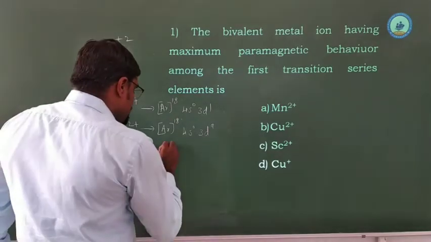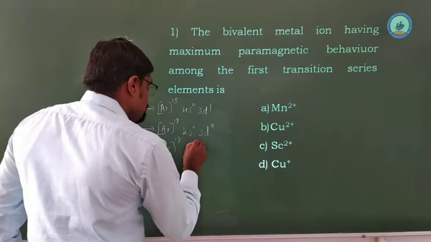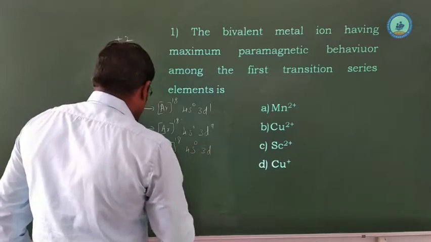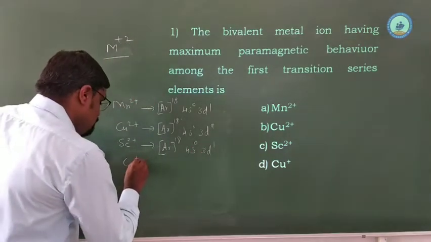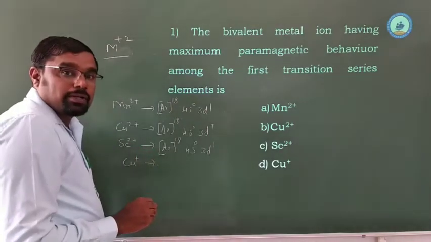So scandium 2+, argon, and then we remove 2 electrons from the s orbital, so 1 electron is remaining in the d orbital, and then copper +.